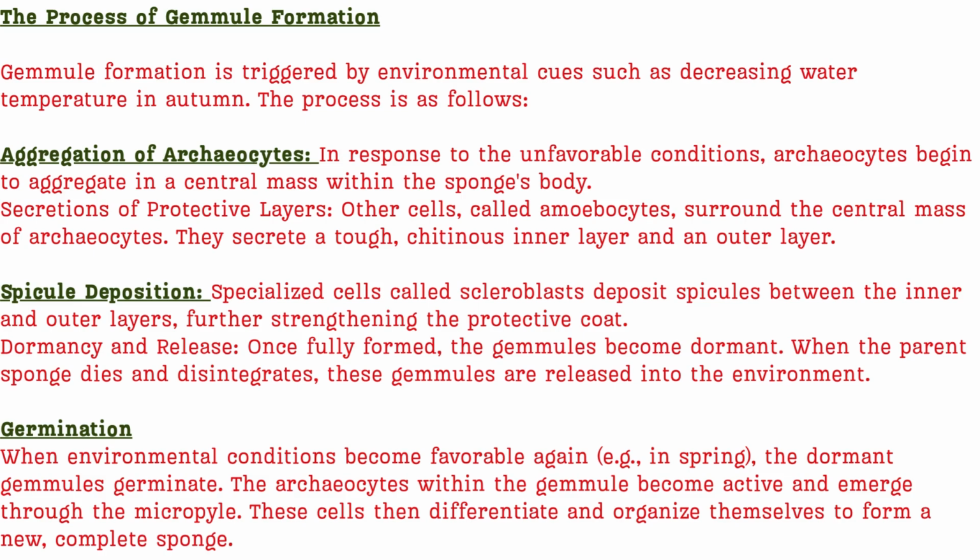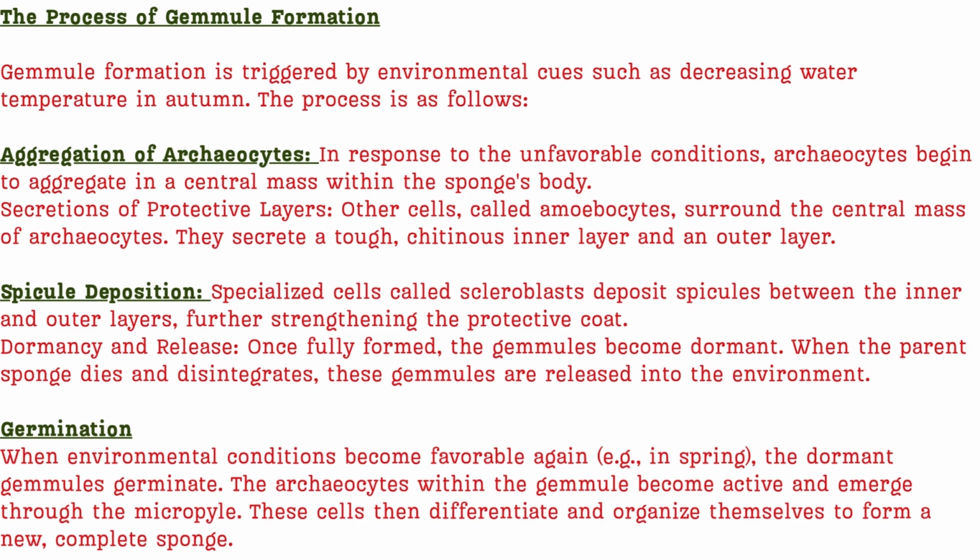Secretion of protective layer. Other cells called epidermal cells surround the central mass of archaeocytes. They secrete a tough chitinous inner layer and an outer layer. The next one is spicule deposition. Specialized cells called scleroblasts deposit spicules between the inner and outer layers. Once fully formed, the gemmules become dormant, the parent sponge dies and disintegrates, and these gemmules are released into the environment.